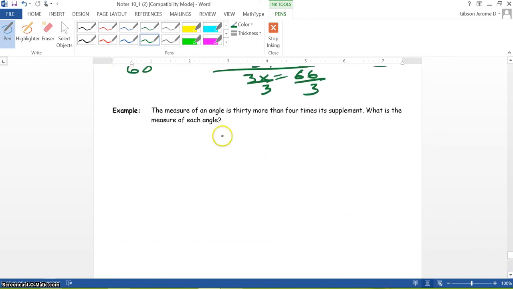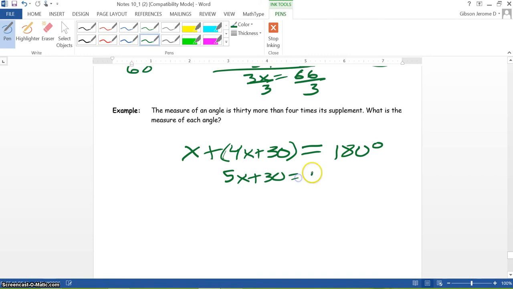Now, we have our next example. It says the measure of an angle is 30 more than 4 times its supplement. What is the measure of the angle? Now, we know the supplement is 180 degrees. So we could say X is the first angle, plus the second angle will be 4X plus 30. That's 30 more than 4 times its supplement. So now we can combine these like terms. X plus 4X is 5X plus 30. It's equal to 180. We subtract 30 on both sides.